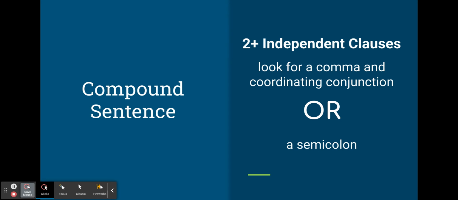Then you have a compound sentence, and that's going to have 2 or more independent clauses. And we're going to be looking for some tips for a compound sentence. We're going to be looking for a comma and a coordinating conjunction: for, and, nor, but, or, yet, so. We're looking for one of those. Or to join those 2 independent clauses, we could see the fanciest punctuation of them all, a semicolon. So if you have a comma and a coordinating conjunction, or you have a semicolon, that's kind of a good tip that you might be looking at 2 independent clauses joined together properly to make a compound sentence.